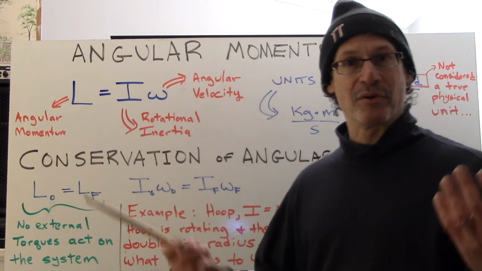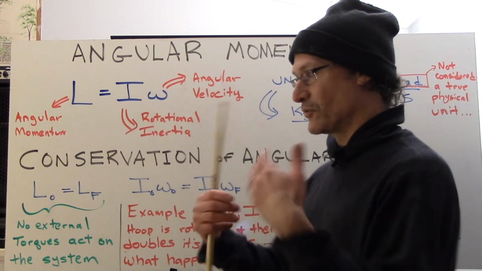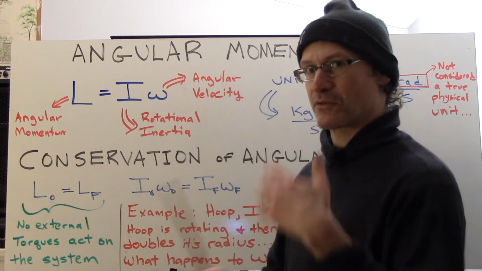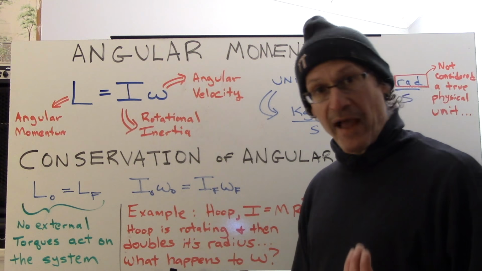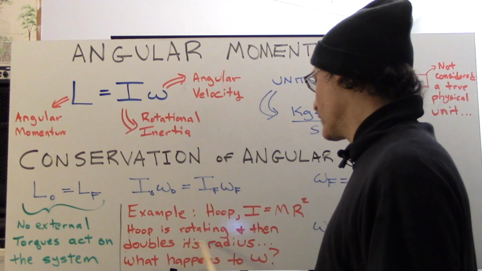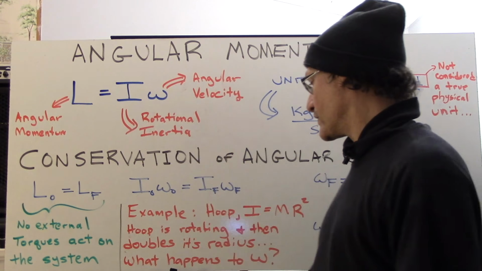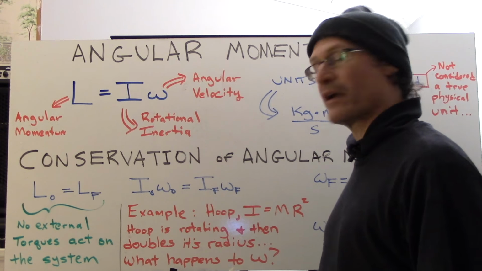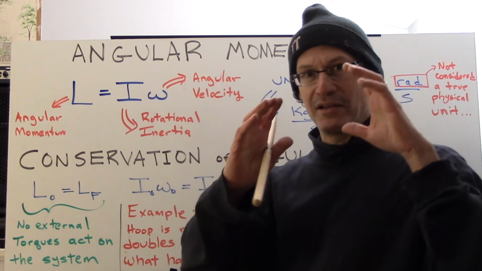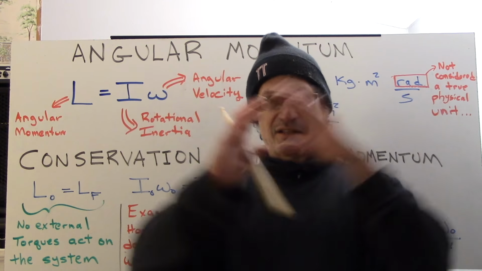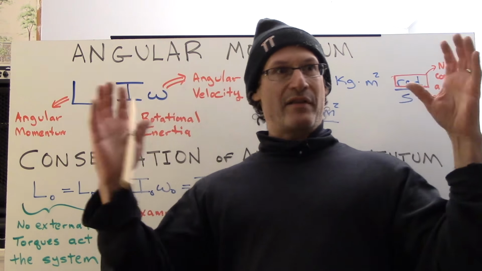Example, you got a hoop. Something like a hoop, or a disc or a ring, where I equals mr squared. It actually does for that, all right? And the hoop is rotating and then doubles its radius. What happens to omega? So we can actually answer this question pretty easily here. You can imagine that suddenly this object has a radius that's double. You're going to ask, where did the other material come from?